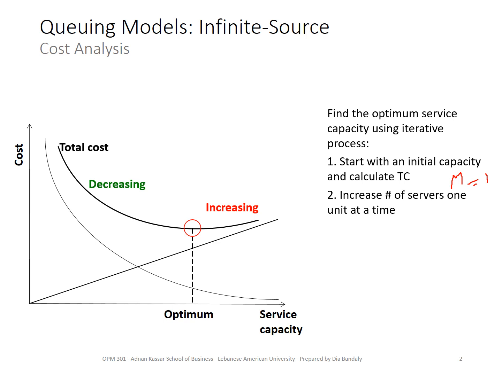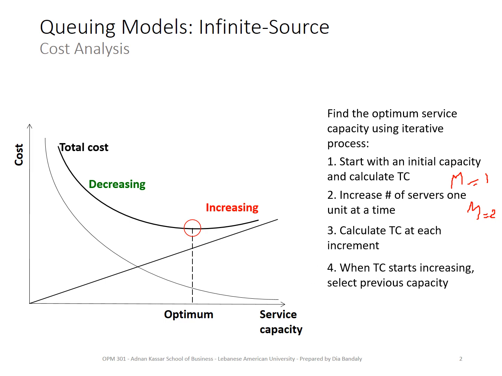So now we increase the number of servers 1 unit at a time. The next will be M equal 2, and you find also its total cost. Then you compare the total cost for M equal 2 with the total cost for M equal 1. If you find that the total cost decreases, that means you are on the left-hand side of this curve, where the cost is decreasing. So you continue, also with an increment of 1, and find the next total cost.